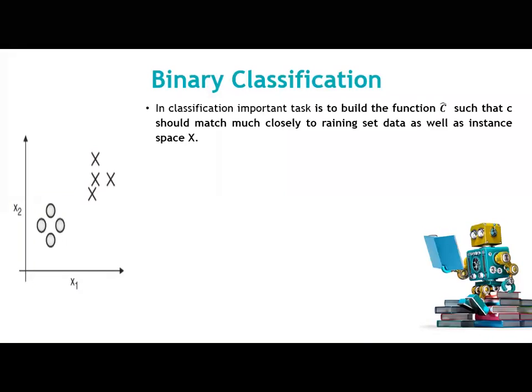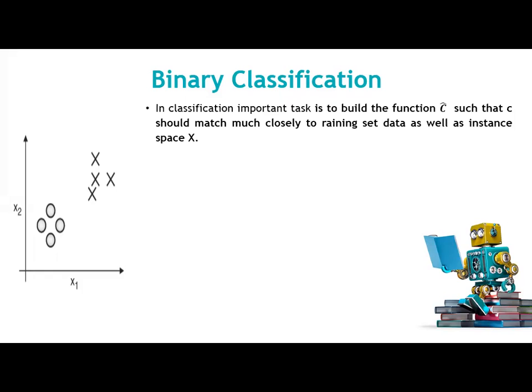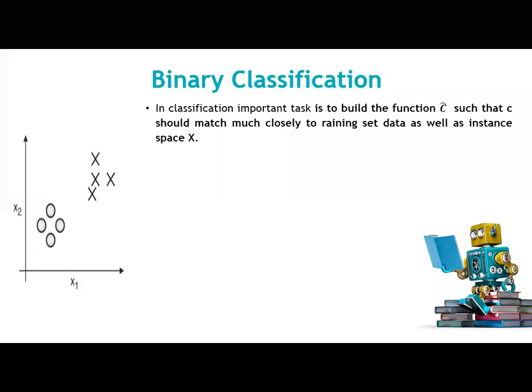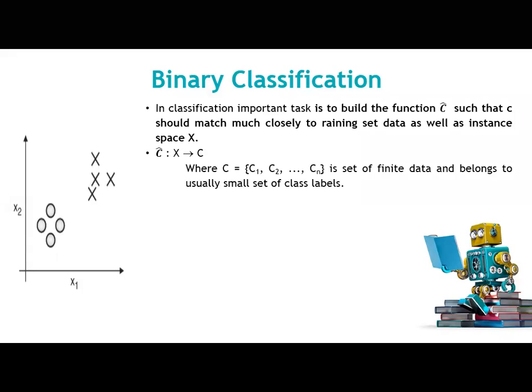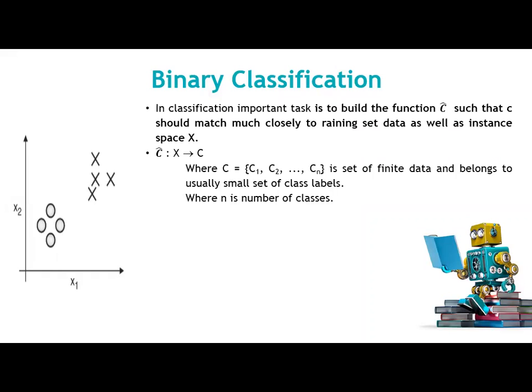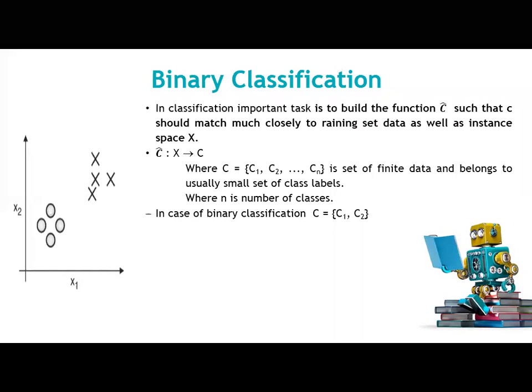If we write down the mathematical function, that is C cap. We map the training data set as well as the instance space X to C. C is C1 to Cn, where N is the number of classes, and when we have only two classes, C1 and C2, then it is a binary classification problem. 0 is the negative class and 1 always indicates the positive class, and C belongs to 0 and 1.